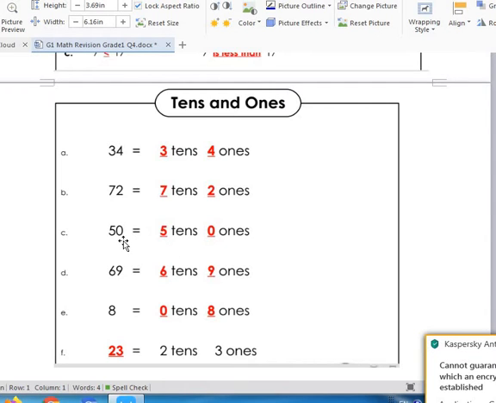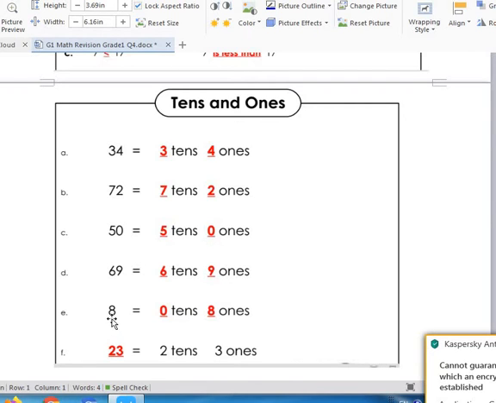50. I start with my right hand. Do you remember? This 0 is the ones, and this 5 is the tens. So I have 0 ones, 5 tens. 69. Here the 9 is the ones and the 6 is the tens. 6 tens means 60. 60 plus 9.